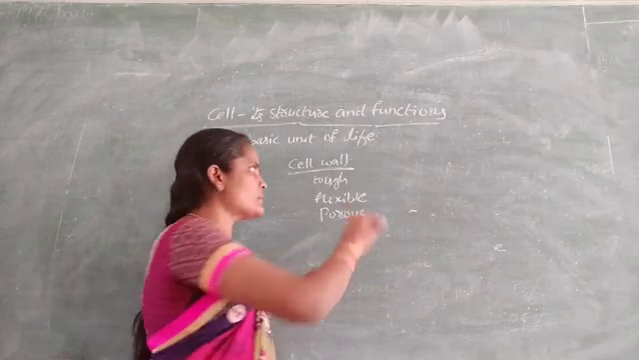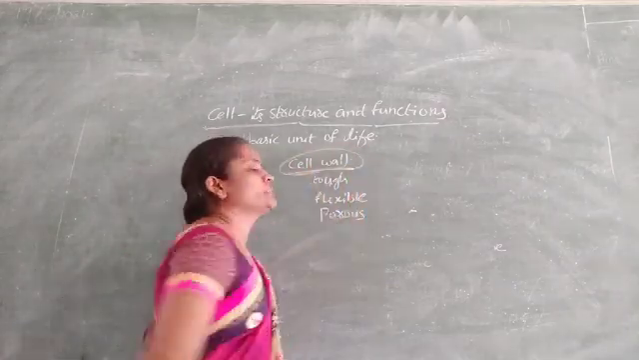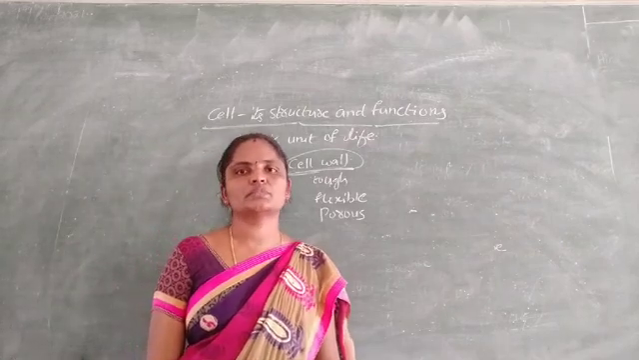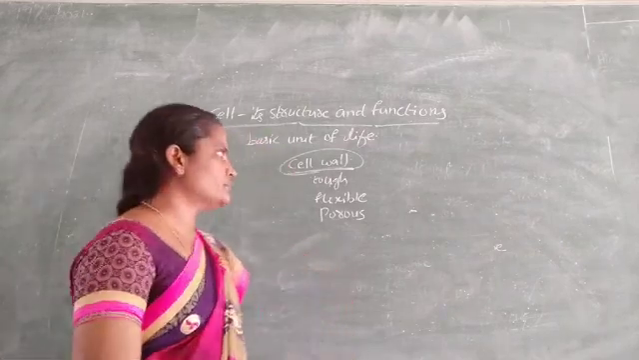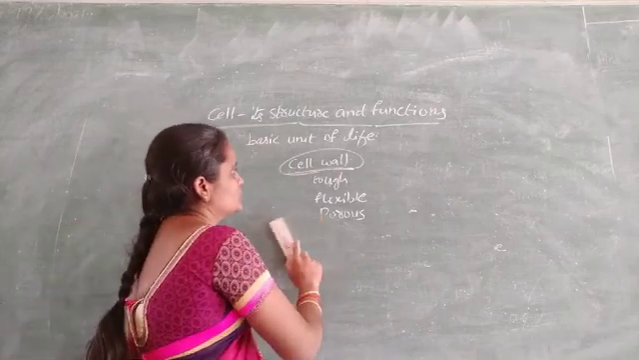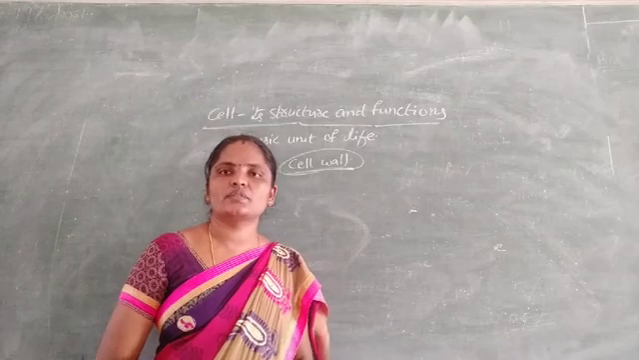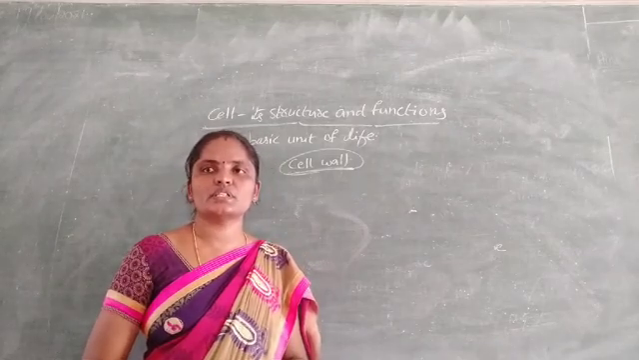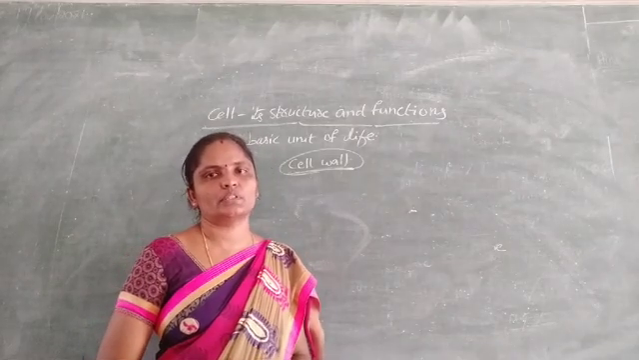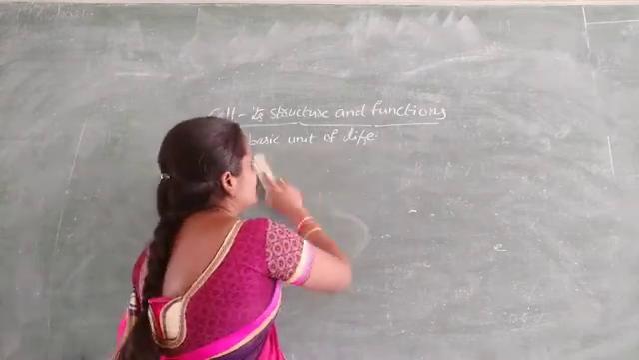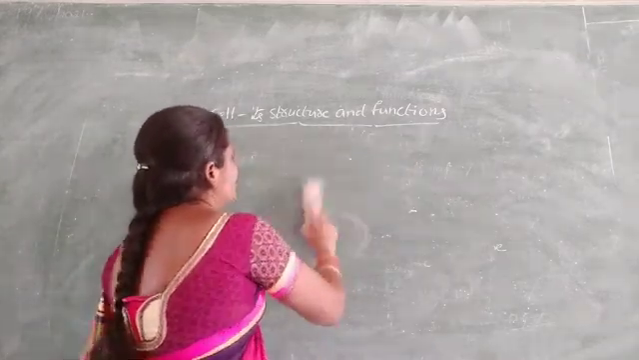This is the main difference, the cell wall, between the plant cells and the animal cells. Due to the presence of this cell wall only, the plants can withstand the external changes in the environment. So this is about the cell wall. Next one is the nucleus.